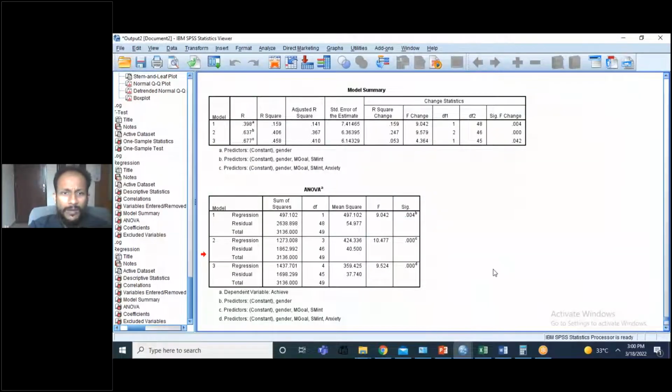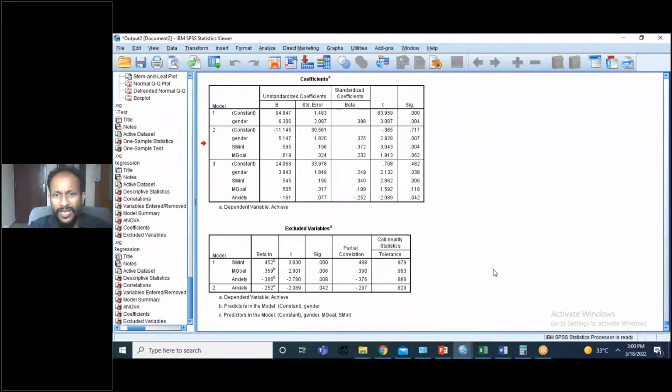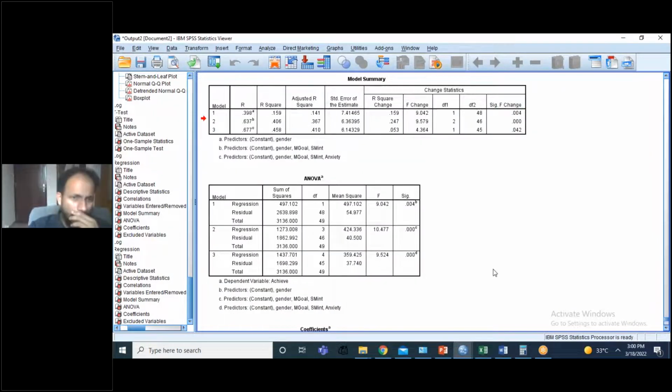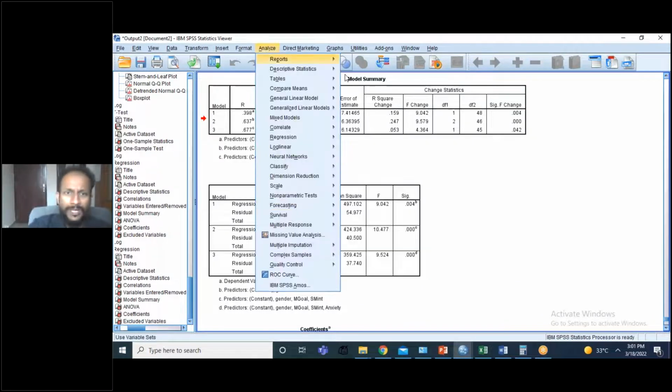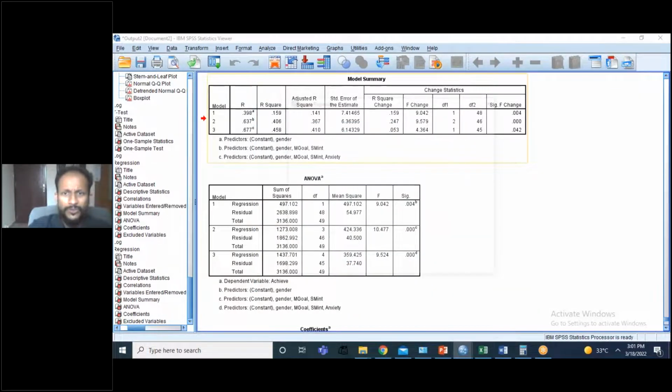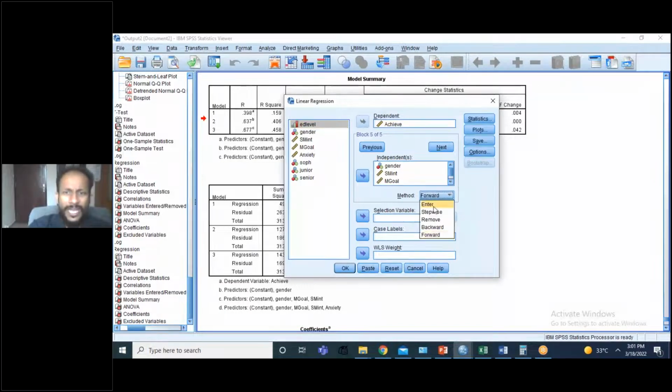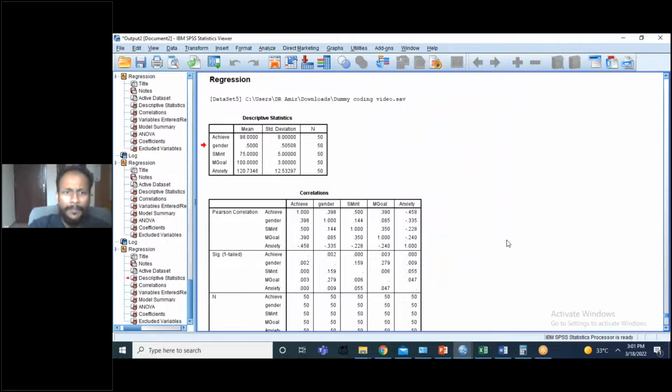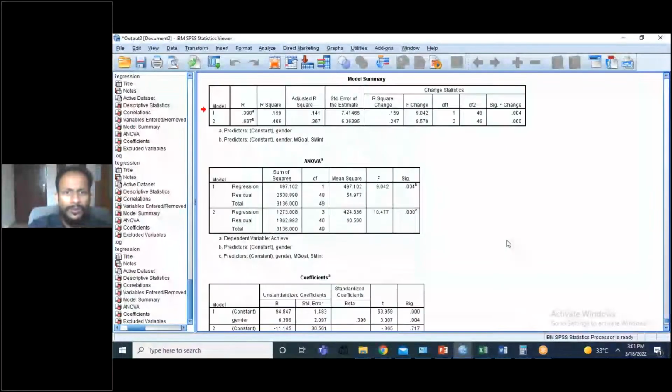Okay. Now this is what we will be able to find in this forward one. So that means it will keep on adding, right, without any removal. The reverse is backward. Okay, that means Analyze, Regression, Linear. Earlier we had chosen forward. This time I'm choosing backward. Right. In backward, if you can look at it, you will find only 1 model.